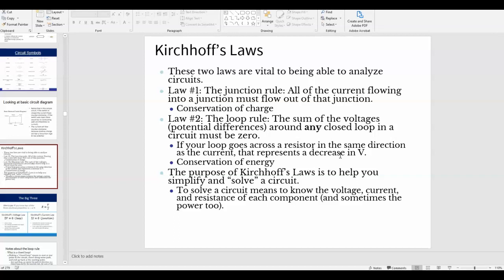The junction rule basically says that all of the current going into a junction has to flow out of that junction. That's a statement of the conservation of charge we talked about in the last video. And then the loop rule, which is the more important of the two, basically says that if you add up all the voltages around any closed loop in a circuit, they have to add to be zero.